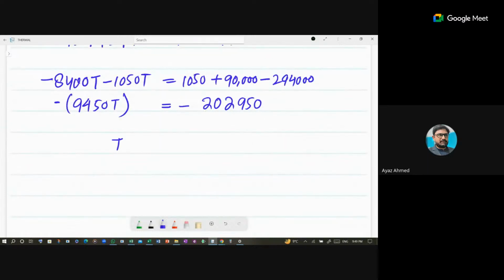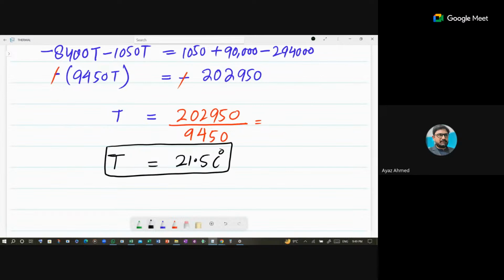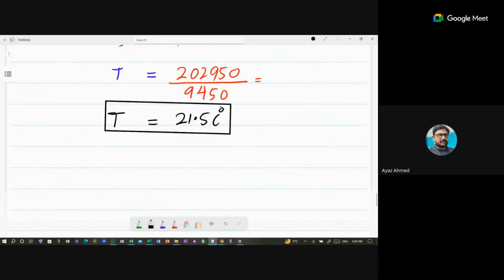Okay, now if we consider that T, because of the negative sign, both signs will cancel out, so it would be 202950 divided by 9450. Now do it, what will be the answer? 21.47. Yes, that's the correct one, because water will lose some energy. And now this is the temperature of the mixture.